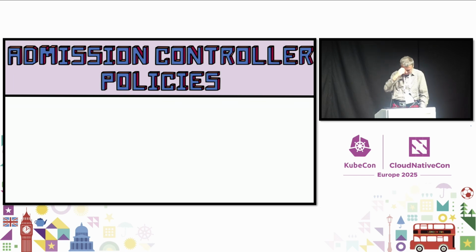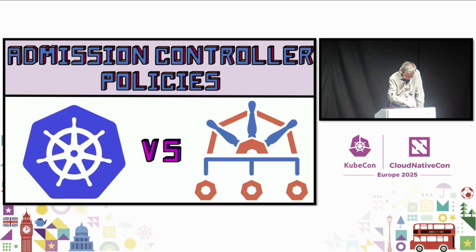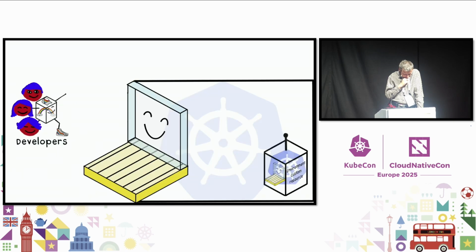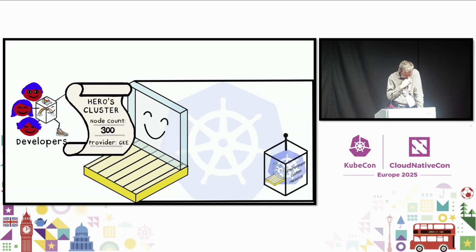So next up is admission controller policy. We're going to talk about validating admission policy versus Kyverno. So our developers now can make themselves a cluster in a self-service way. That's amazing. What if they accidentally, with mistakes or malice, ask for a cluster with 300 nodes? What's going to happen? So we need to put policy in place so that this sort of thing can't happen.